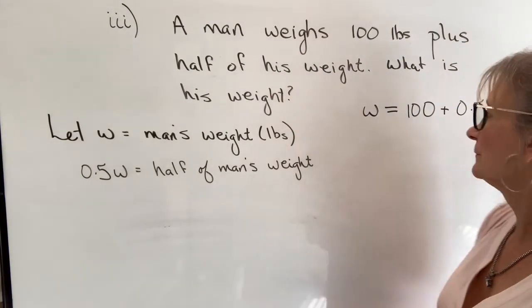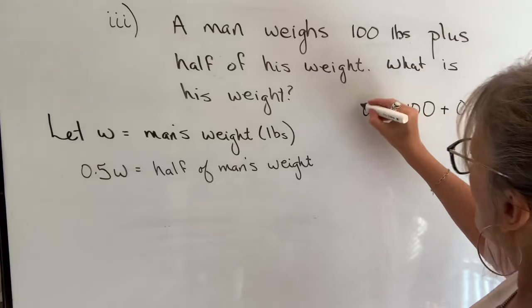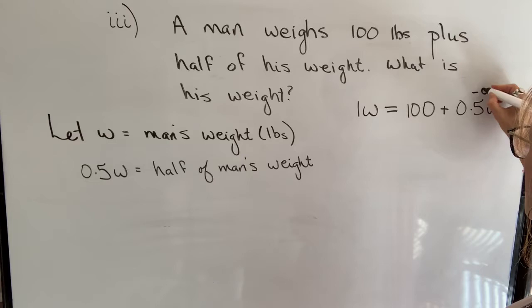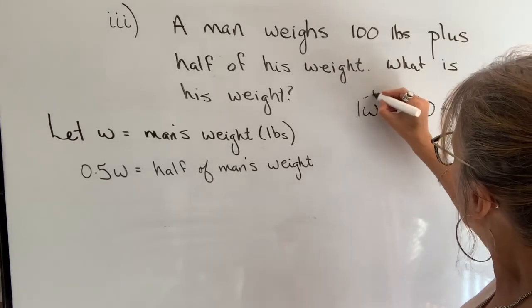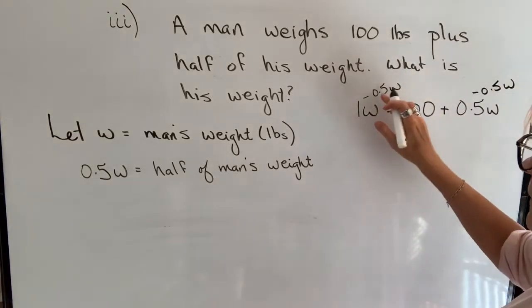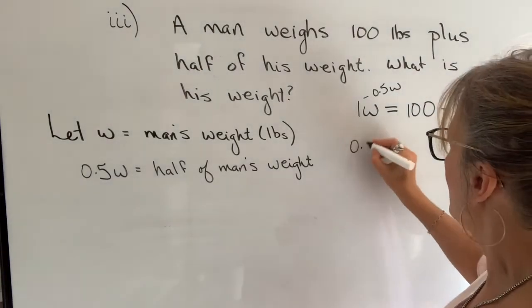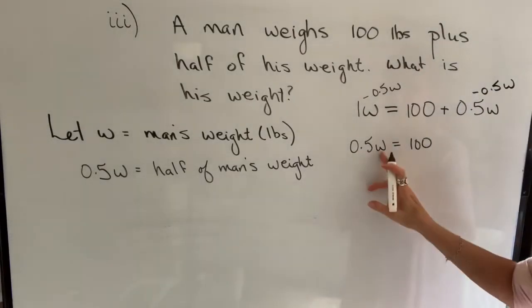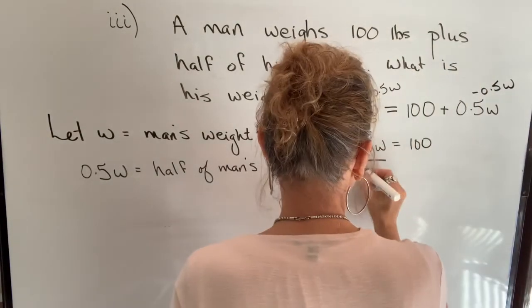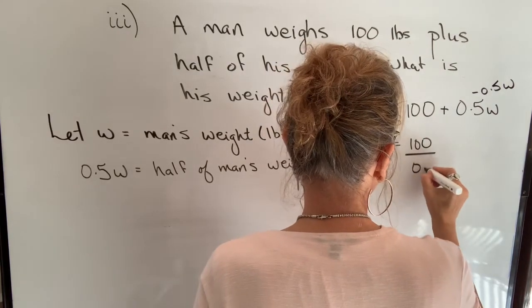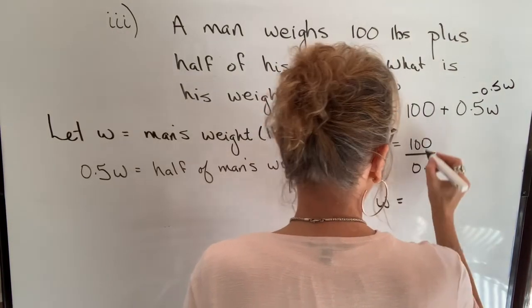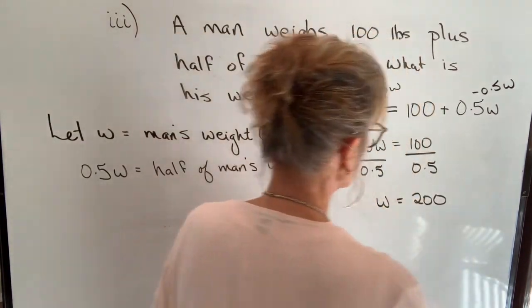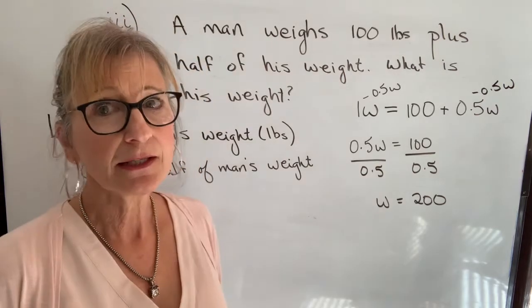So let's just solve it. We have 1 W here and 0.5 W here. This is smaller, so we're going to move this to this side by subtracting 0.5 W. So 1 minus 0.5 will give me 0.5 W is equal to 100. Now to solve for W, I'm going to divide by 0.5. That leaves me with W. 100 divided by 0.5 is 200. So I get 200 as my answer.